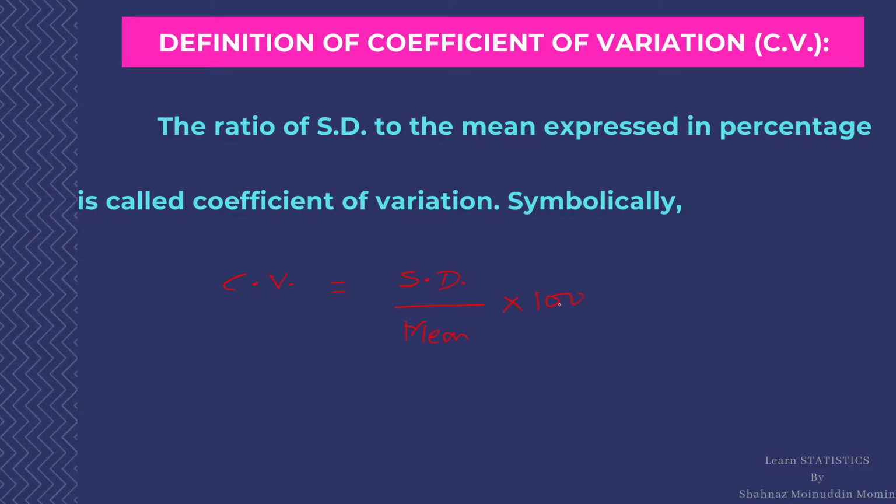This is the formula for CV: standard deviation upon mean into 100. We know that standard deviation is denoted by sigma, mean is denoted by x bar, so CV equals sigma upon x bar into 100. This is the formula for coefficient of variation.